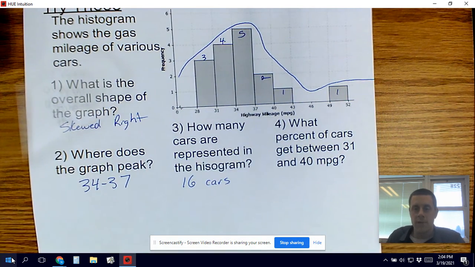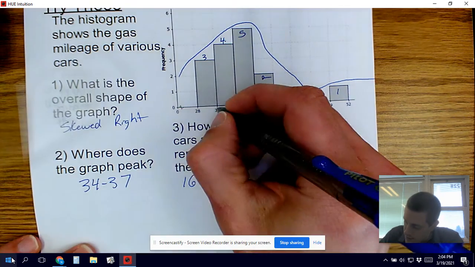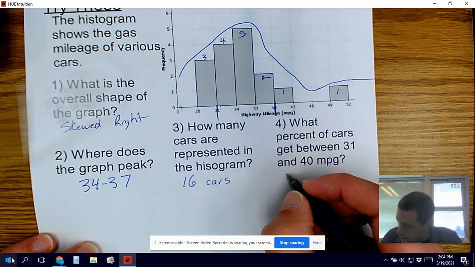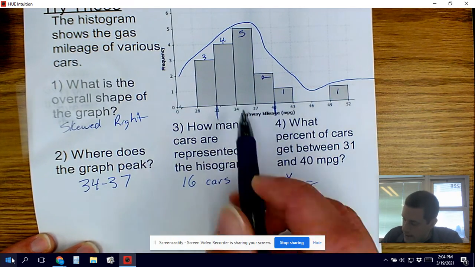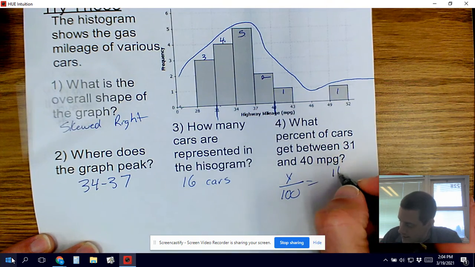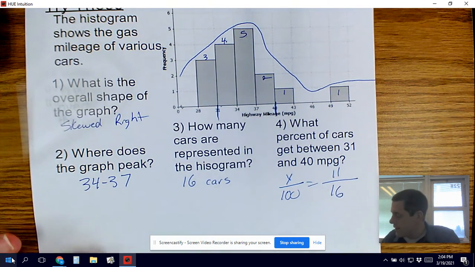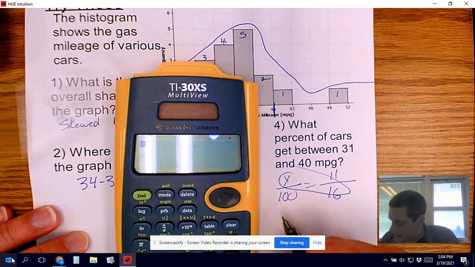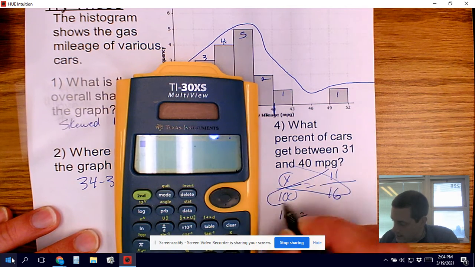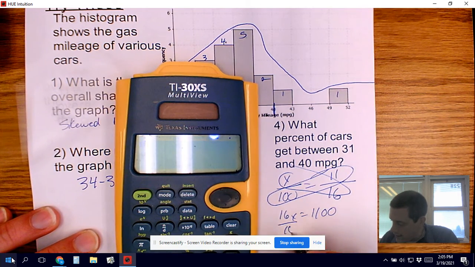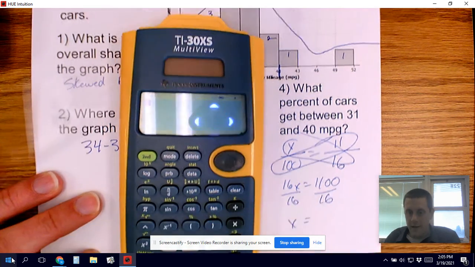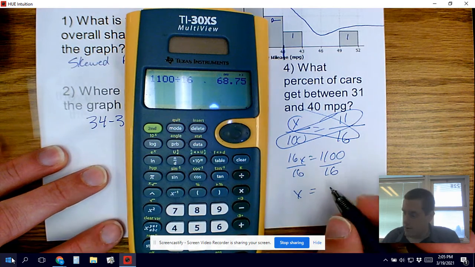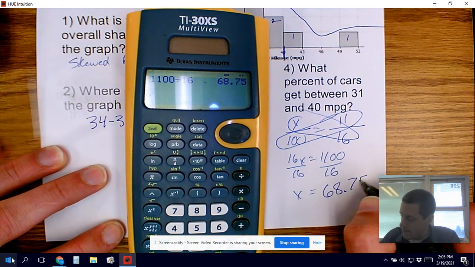And then finally, what percentage of cars get between 31 and 40 miles per gallon? So here's 31, here's 40. We're covering 3 intervals. An unknown percentage out of 100, 4 plus 5 plus 2, that is 11 cars in that interval out of 16 total. I'm going to pull my calculator out for this calculation. 16 times x is 16x. 11 times 100 is 1,100. Solving the equation by dividing both sides by 16. So 1,100 divided by 16. I get a final answer of 68.75%.